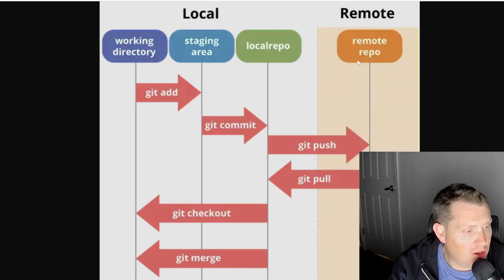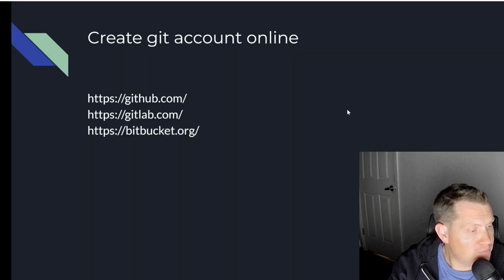As we were talking about in this diagram, you'll have your local working repositories where you can work locally on your machine. And then you have the remote code repository where we push and pull code from. And we'll explain what that means in another minute.